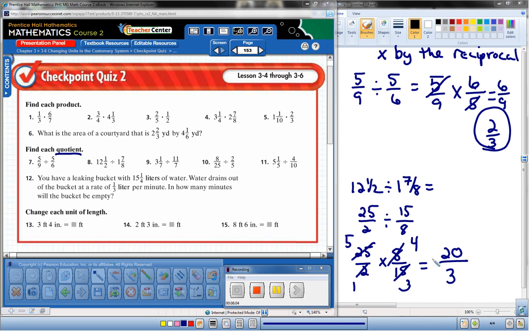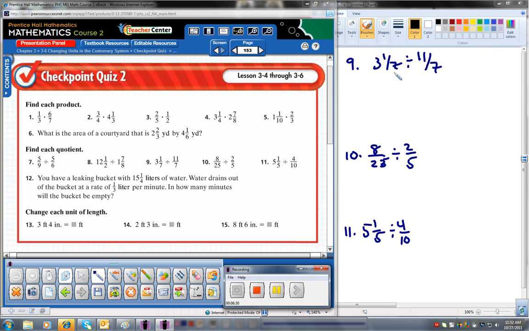If you had decided not to reduce that before you answered it, you would have had 25 times 8, which is 200, over 2 times 15, which is 30. And you can see that that's also very easy to reduce to lowest terms and get the same answer, 20/3. So reducing before you multiply or after gives you the same final answer either way.